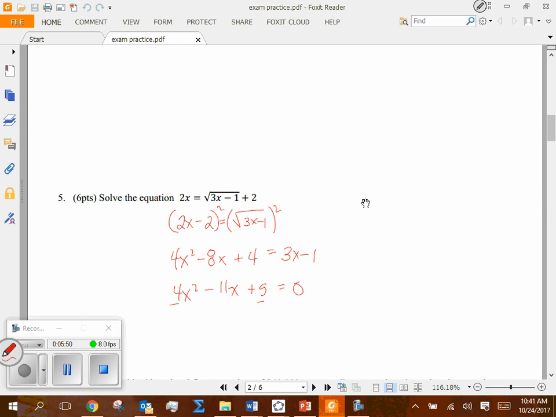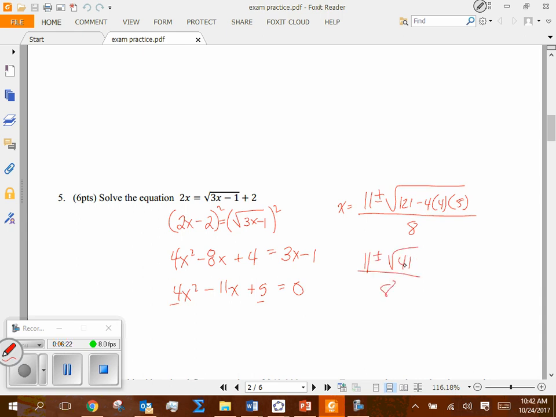So we're going to go the opposite of b, so 11 plus or minus the square root of b squared, so 121, minus 4 times a times c of 5, all over 2a, so it would be 8, and that's what x is equal to. So let's see what that discriminant looks like. 121 minus 4 times 5. The discriminant becomes radical 41, so 11 plus or minus radical 41 over 8.